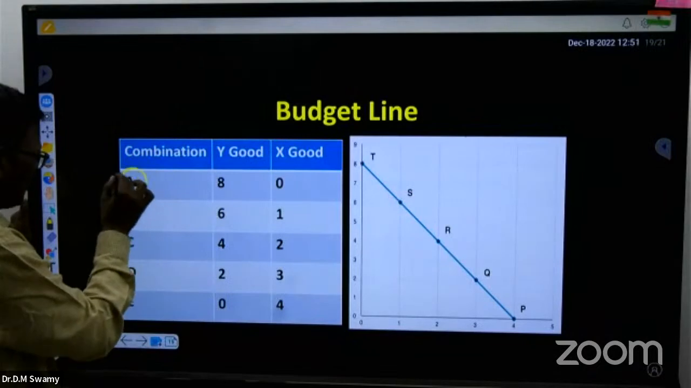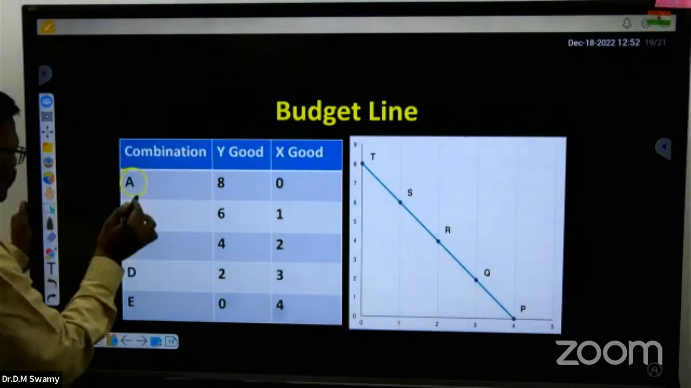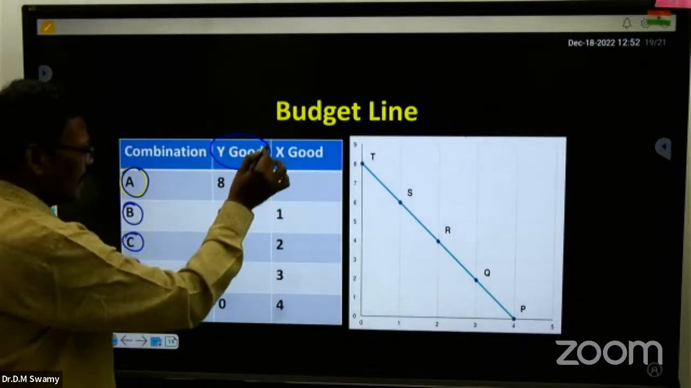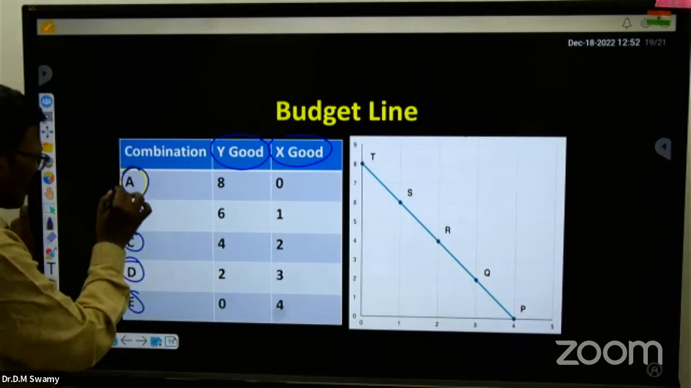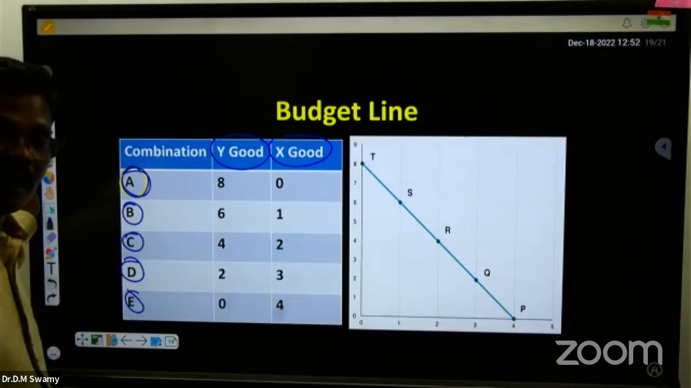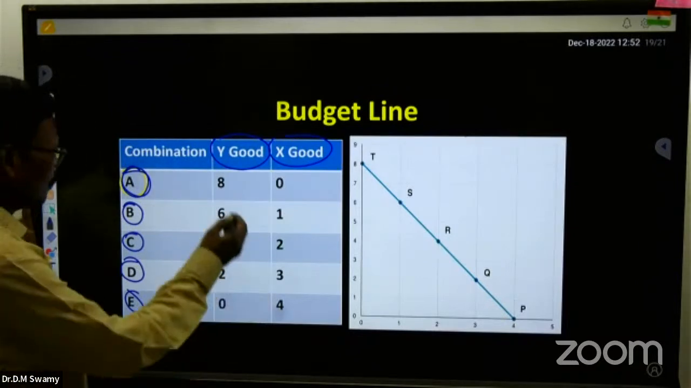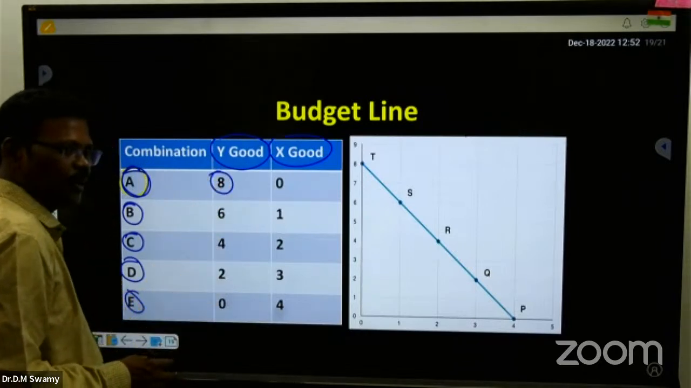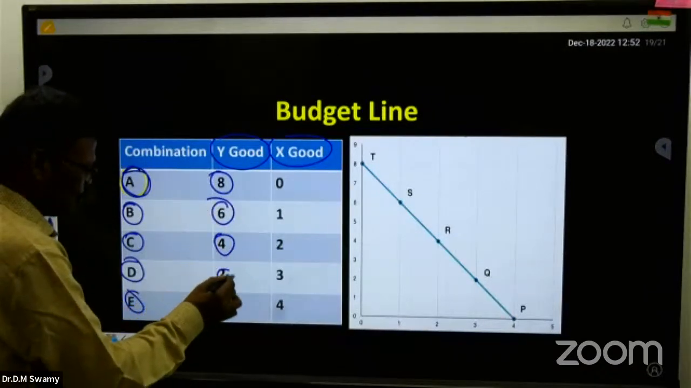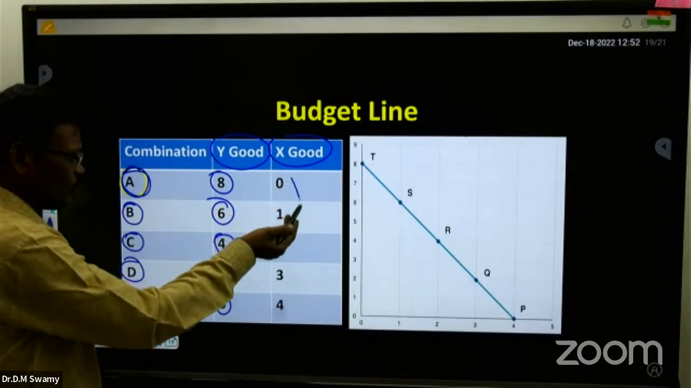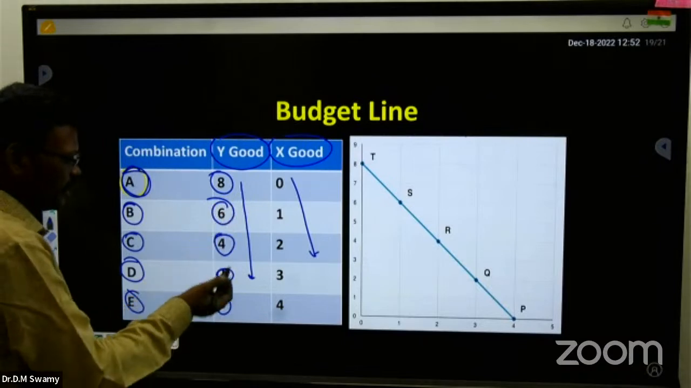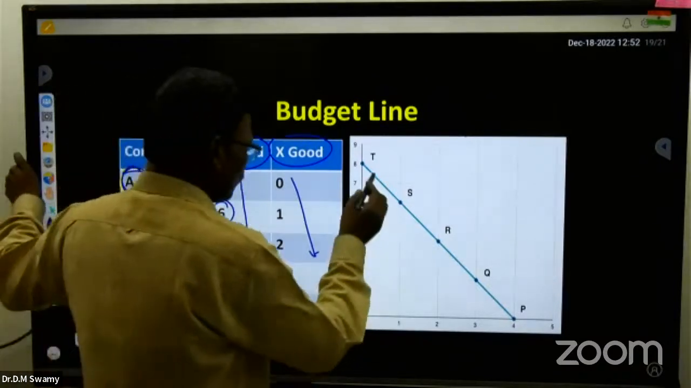Suppose these are the combinations of commodities A, B, C, D, E, of the Y good and the X commodity, based on the availability of your income and price. Suppose you are purchasing 8, 6, 4, 2, 0 units; whenever you want to increase one commodity, you have to decrease the other, no? That's why this is the budget table. Based on that, these are the combinations.